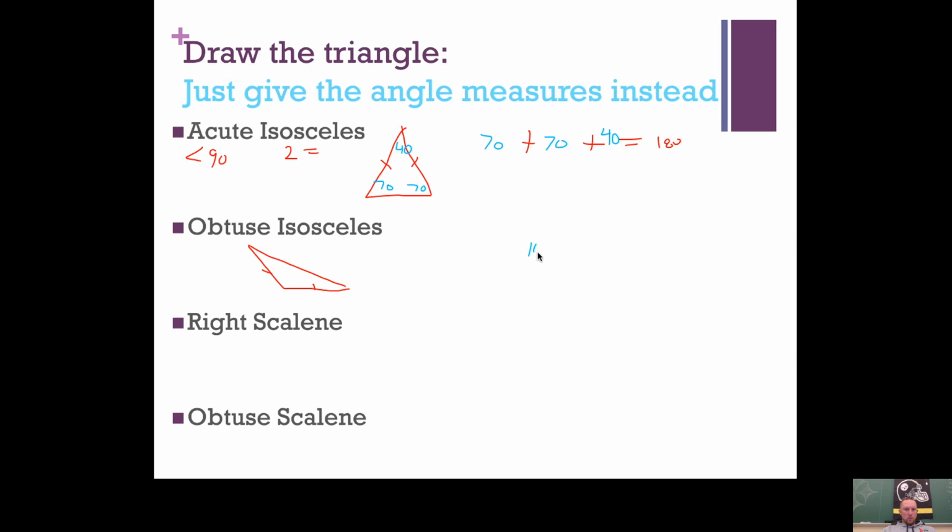So what if I went with 100 degrees for the obtuse angle? That means I got 80 degrees left to use for these two, and we know those two angles need to be the same. So 40, 40, 100, those angles add up to 180. Two of them are the same, one of them is bigger than 90. So that would be your 100, these would be your 40s.